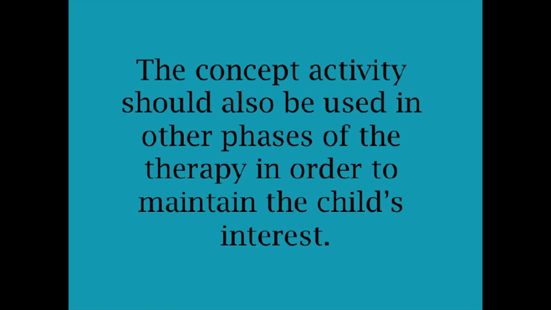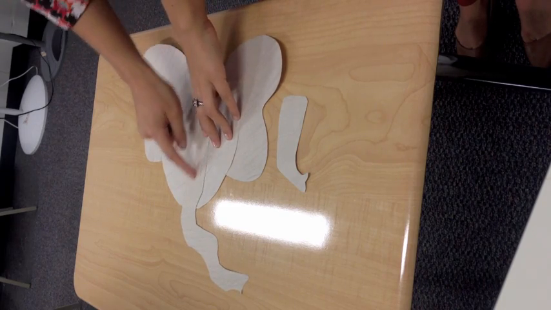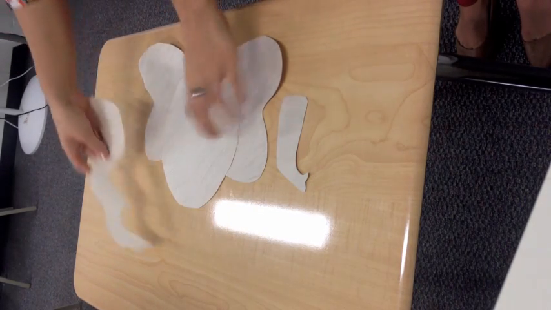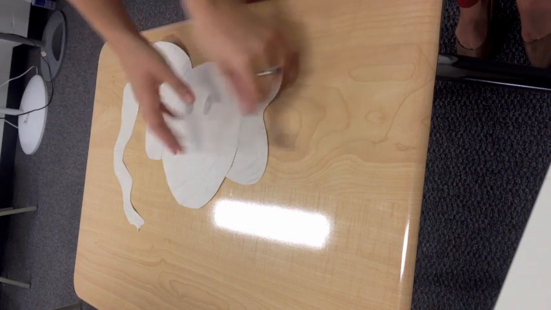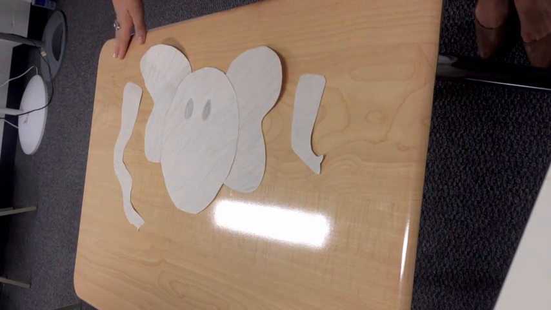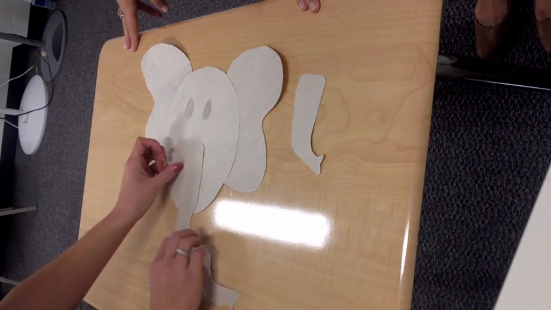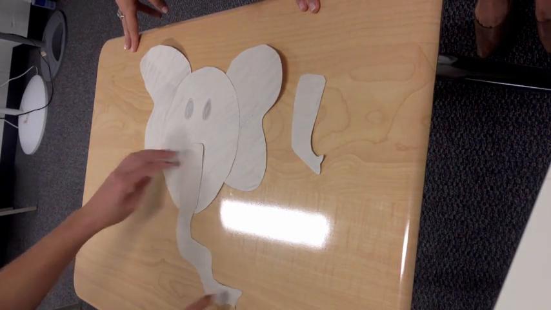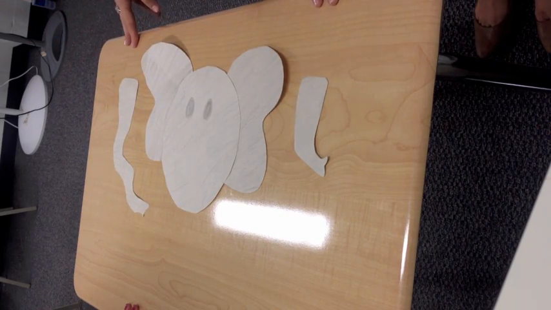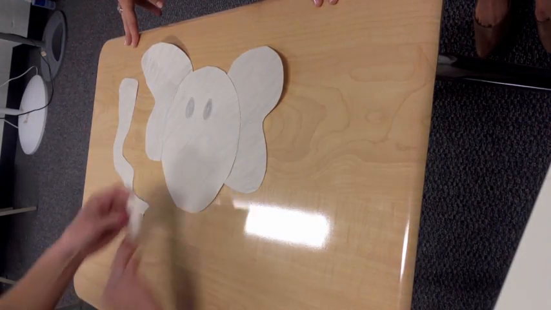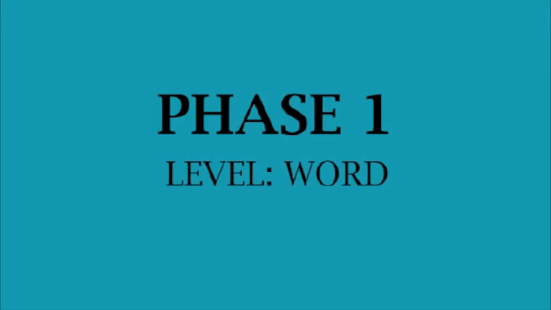The concept activity should also be used in other phases of the therapy in order to maintain the child's interest. The long sound goes with Henry's long trunk. S. The short sound goes with Henry's short trunk. B. Can you put the trunk on Henry that goes with the long sound? Great. Now can you put the trunk on Henry that goes with the short sound? B. Good job.